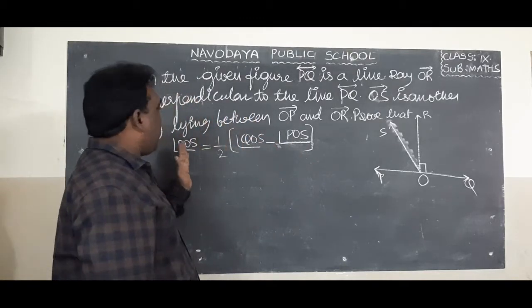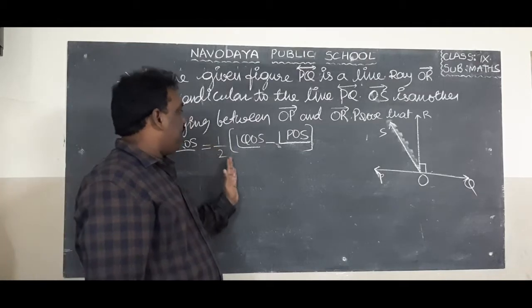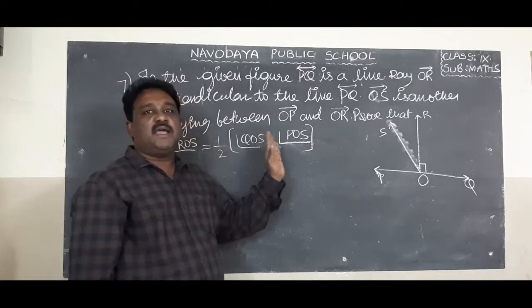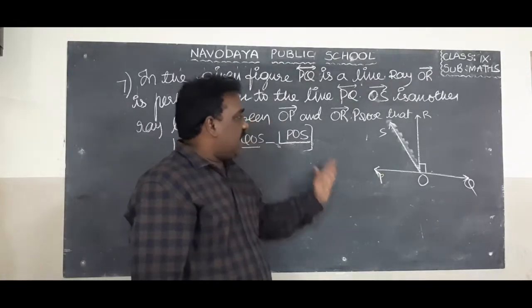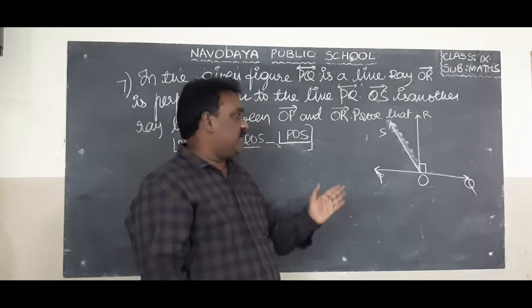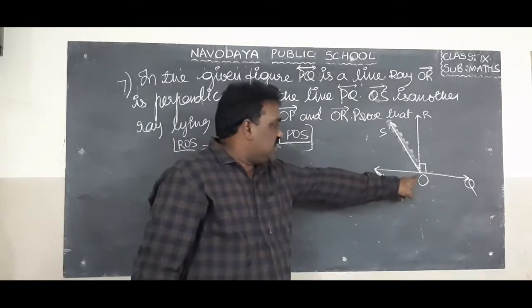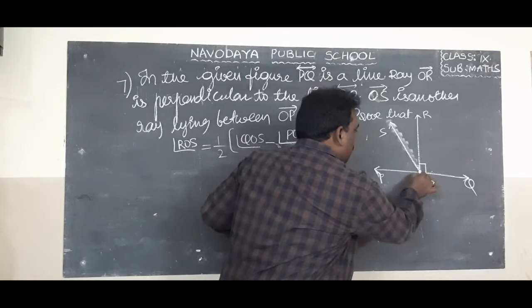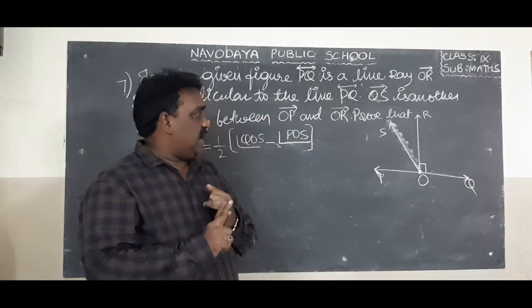Then prove that angle ROS equals half of angle QOS minus angle POS. So see the problem. See the diagram once. What is there in the diagram? Number 1, PQ is a straight line. Number 2, O is a point. Number 3, OR is a ray.